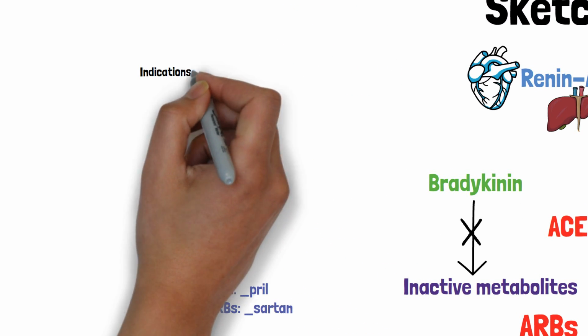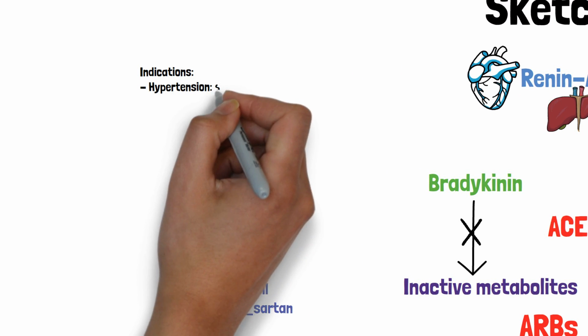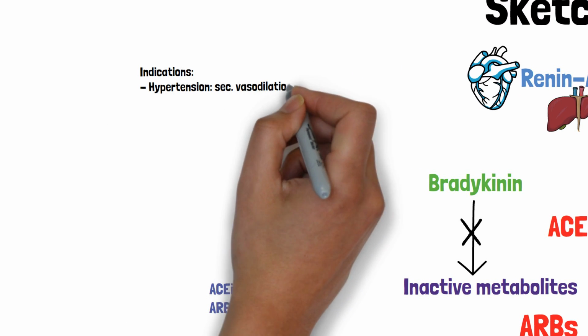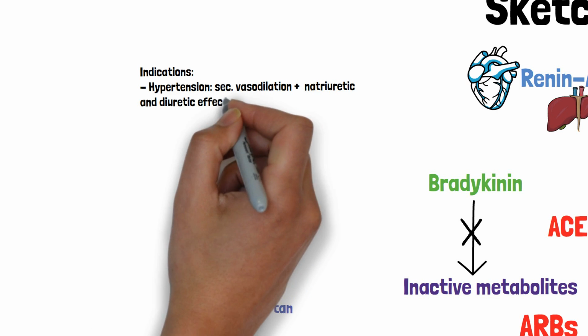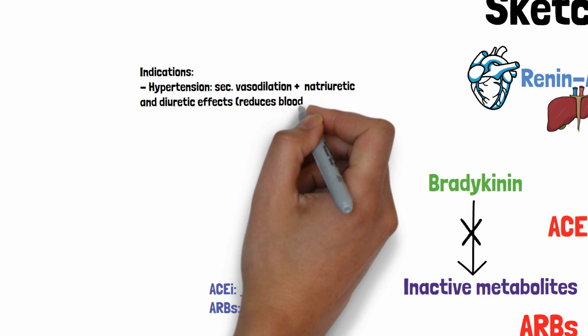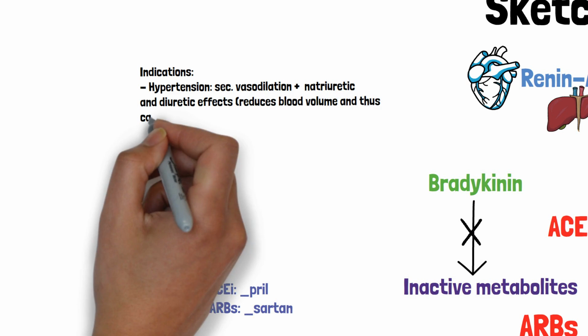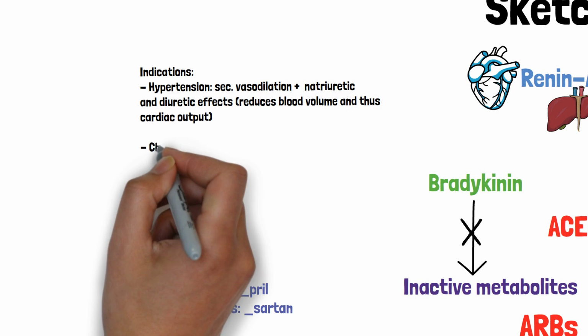Now, the indications for these medications are as follows: hypertension, in the setting of causing or promoting vasodilation, as well as the natriuretic and diuretic effects of ACE inhibitors and ARBs. They reduce the blood volume and thus cardiac output.